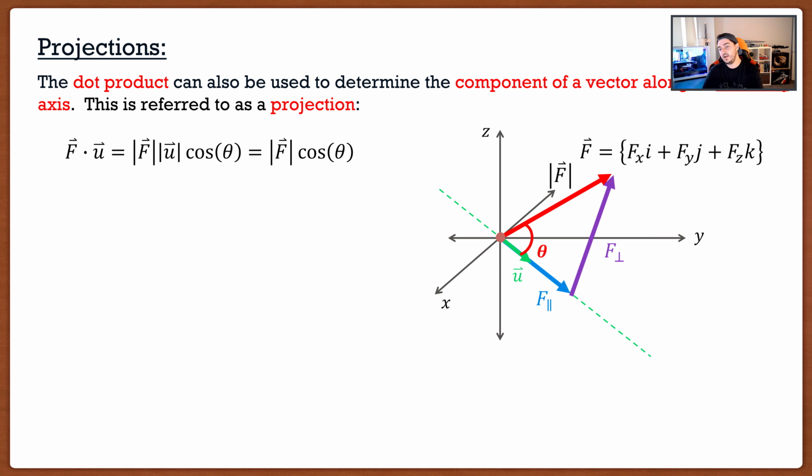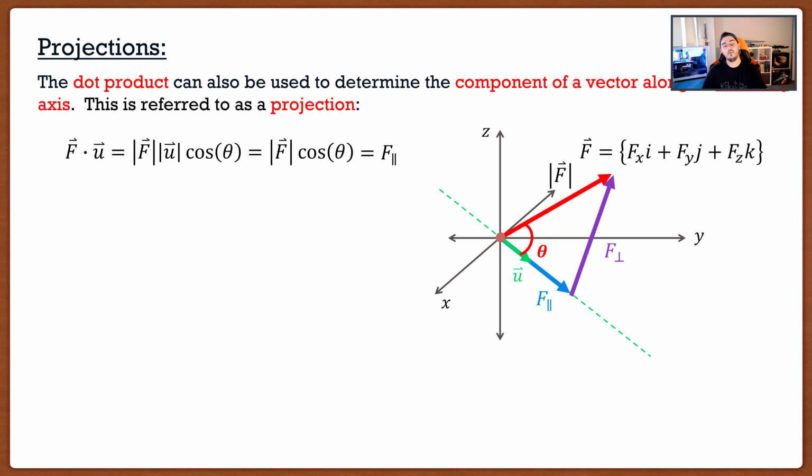And if we look at our triangle over there on the right, the magnitude of f, that's the hypotenuse. So if we have the hypotenuse of a triangle, the angle, and its cosine of theta, we're actually solving for that adjacent component. In this case, that's that f parallel over there. So we can conclude that f dot u is actually equal to the parallel component.